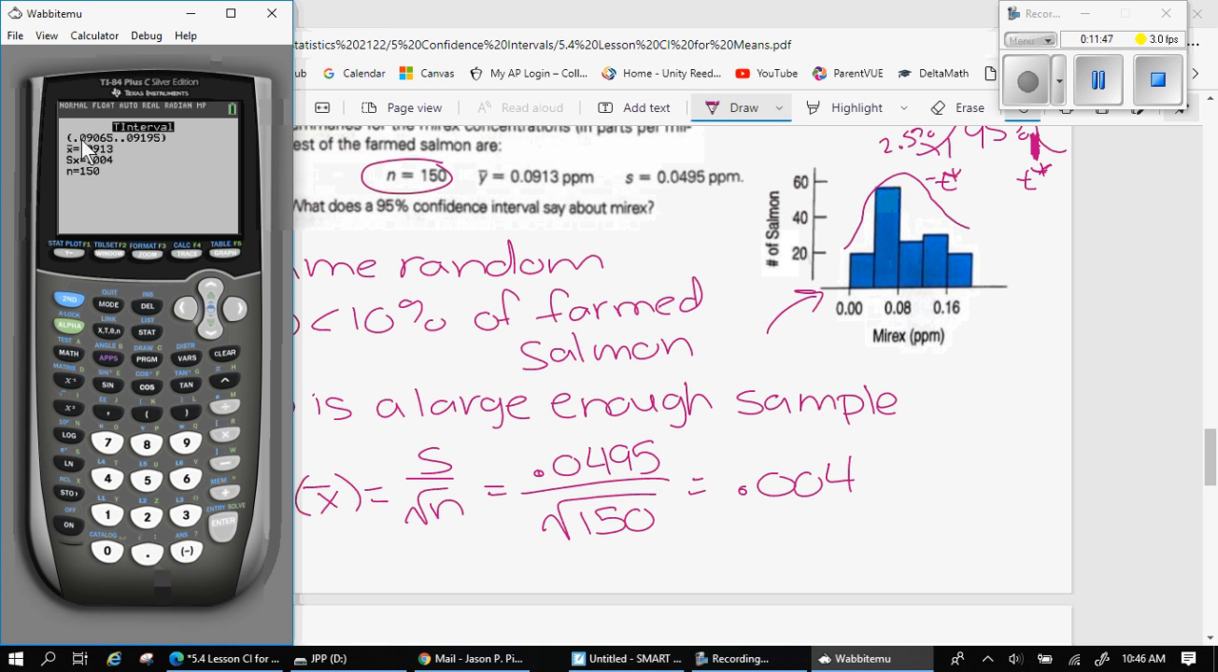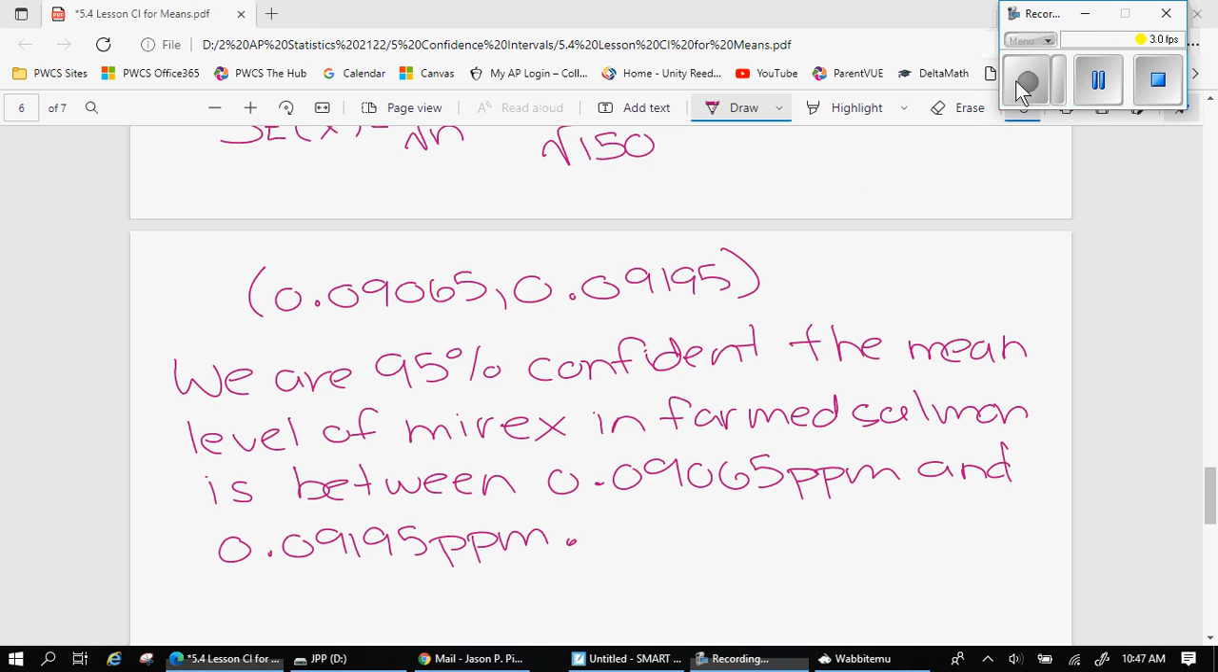And we're going to get a confidence interval. So we have our confidence interval. We want to interpret it always. We always want to justify that we can do this, calculate the interval, and then interpret the interval. So we always have to make sure we hit the key elements of our interpretation. What confidence level are you using? What is the parameter of interest? In this case, it's one mean. What is the context? We're talking about the level of this insecticide Mirex in farmed salmon.